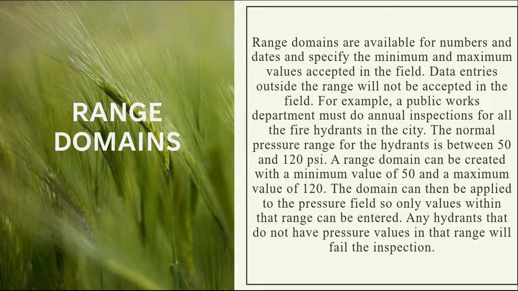Any value outside 50 and 120 can't be entered. It's more like a constraint. If you read from the very paragraph, it's a constraint we apply to data. Okay, it's between this and this. So any hydrant that does not have pressure values in that range will fail the inspection. Now that has helped you, instead of just putting different things. This is the acceptance value, between 50 and 120. So any value that is not within this has failed the inspection. Any value within this has passed the inspection.